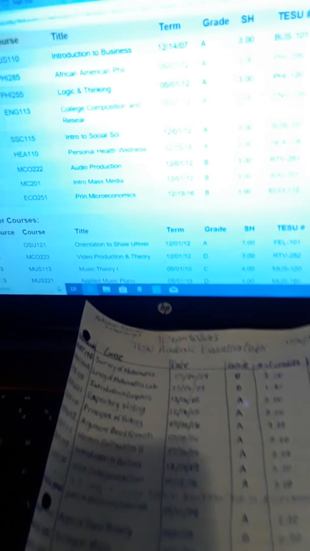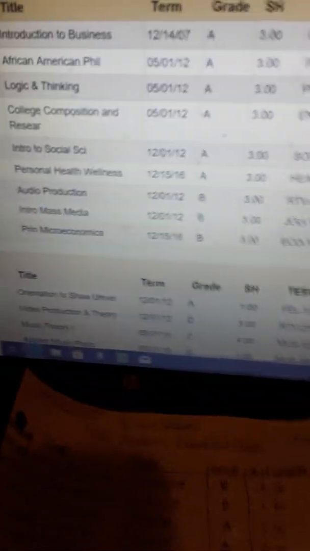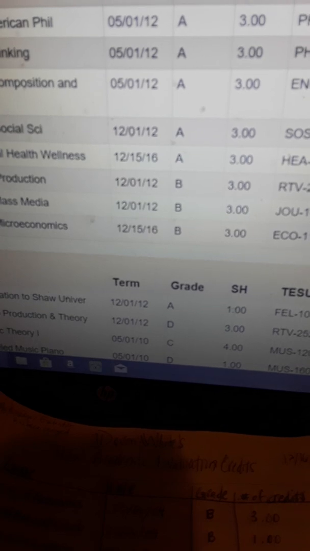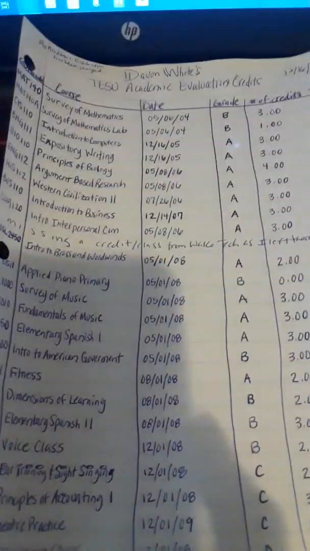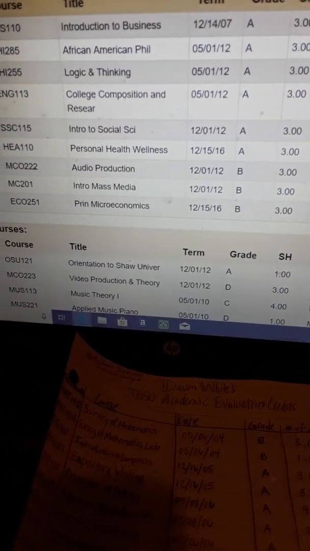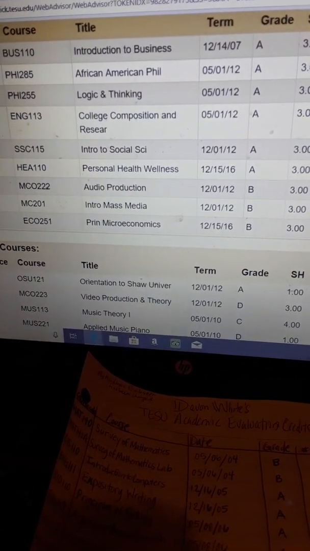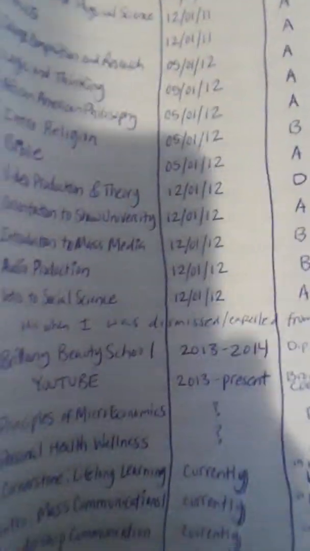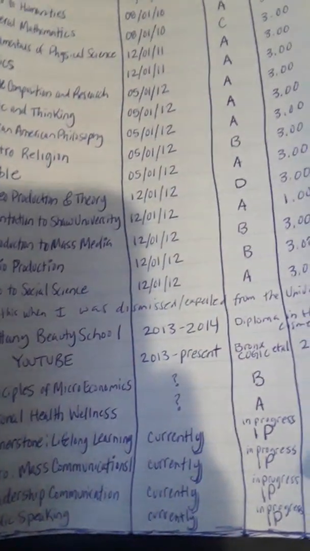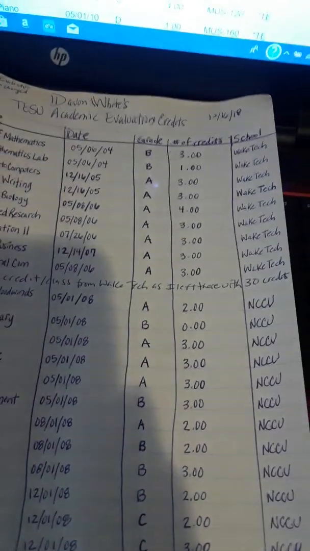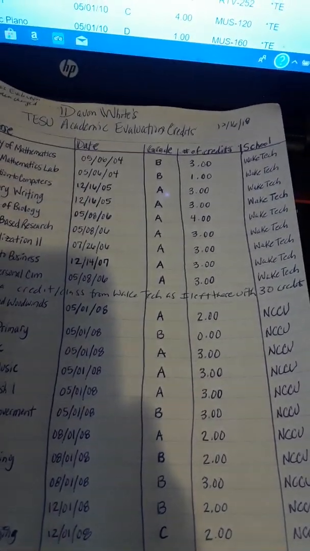After I got to that point in the evaluation, I was able to distinguish that, as you can see, there are 2 classes there with a 2016 date. So I found not only the class that was missing, I found an extra one, which I'm excited about. So I guess I left Wake Tech with 32 credits. Yeah, so there's personal health and wellness. As you can see, when I added it to the list here, I don't know what year it is. I know it was during my college career at Wake Tech, but I don't know exactly which year and which semester it was.